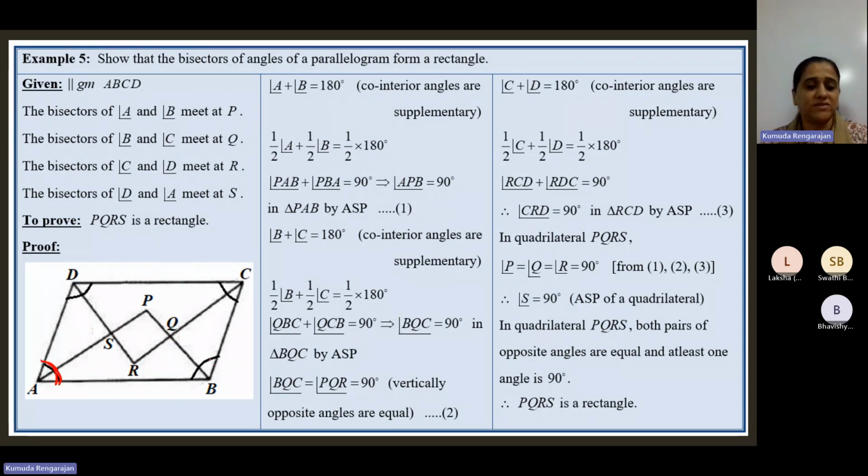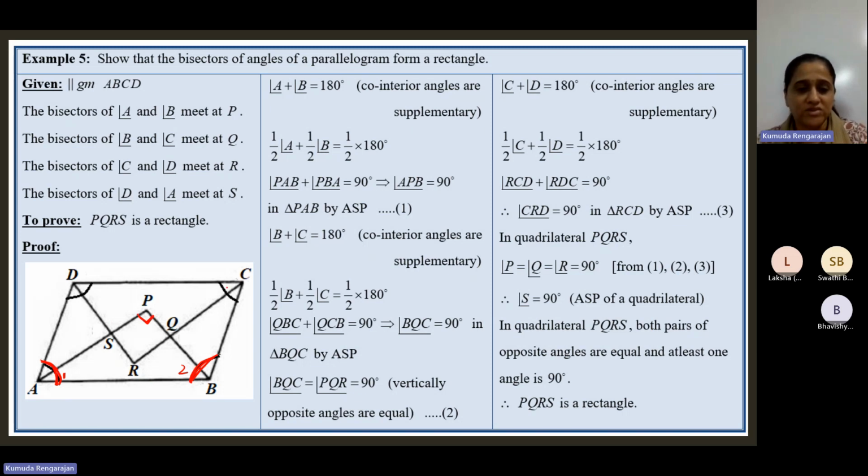When you take this angle plus this angle is 180, that's how you start. This angle plus this angle is 180. Then when you take the half, you'll get angle 1 plus angle 2 is equal to 180 by 2, 90. So 1 and 2 are in which triangle? PAB. In PAB, we have 1 and 2. So this angle is 90.